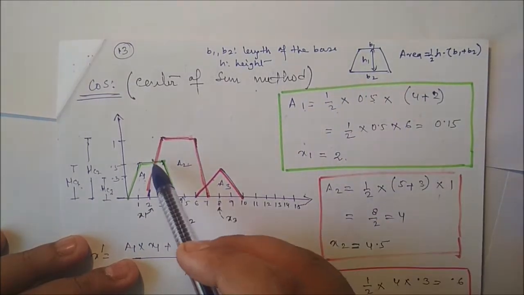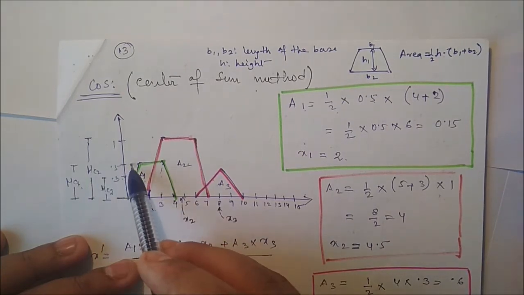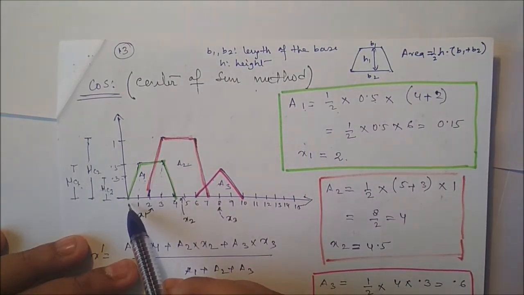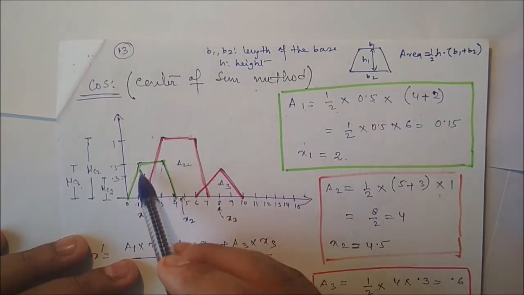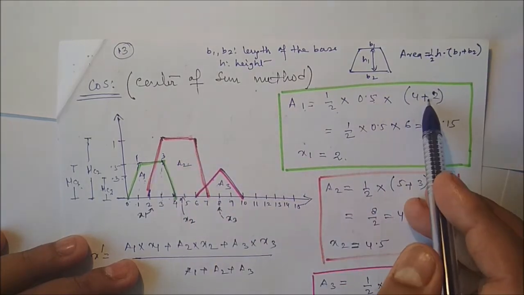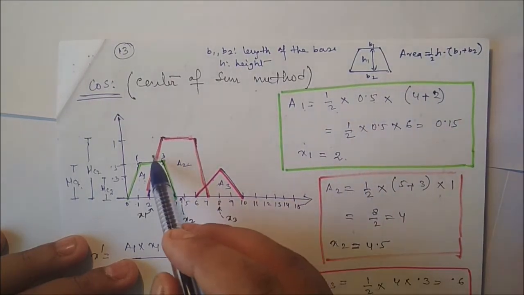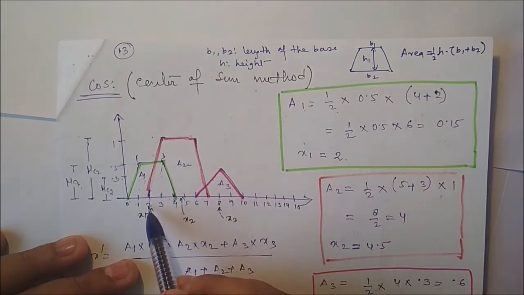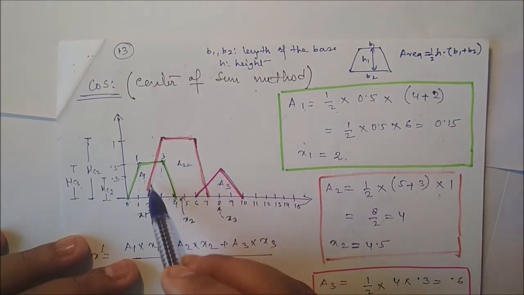So 1 by 2, it is a trapezoid, 1 by 2 into 0.5, where 0.5 is the height, that is the membership value, plus the addition of this. So it is 0 to 4, it is 1, and here it is 3. So the x value is 3 minus 1, it is 2. If you solve it, it is 0.5, and the middle value is 2. x1 is 2.